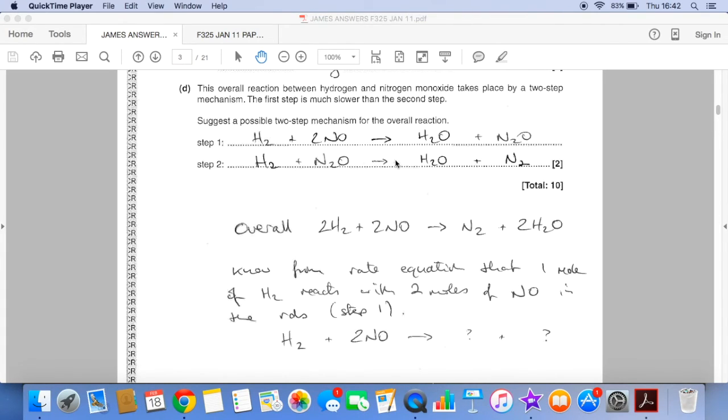And so when you add these two equations together, we get 2 H2s plus 2 NOs. The N2Os cancel, making H2O plus H2O, so 2 H2Os and an N2.